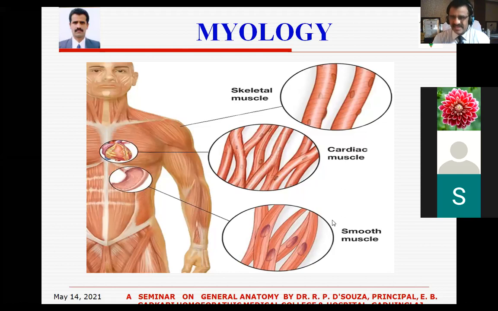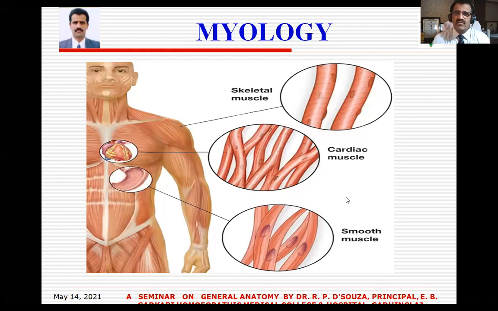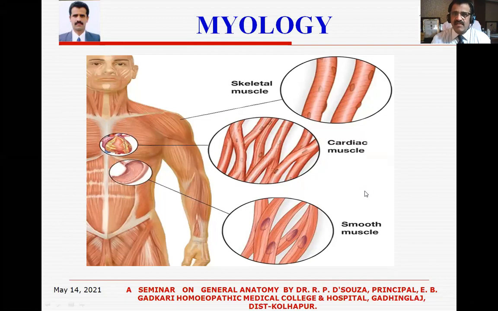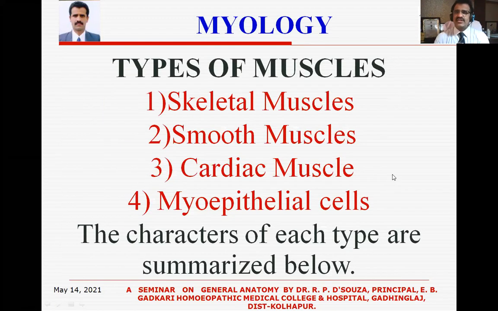So these are the three major types. But I am talking about a fourth type also. And the fourth type is myoepithelial cells. So altogether there are four types of cells in all, and the major group is skeletal muscles. Next group, now they are in groups, there are many. Smooth muscles are also many because you can't find a number. And cardiac muscle is only one because there is only one heart, and that is myocardium.